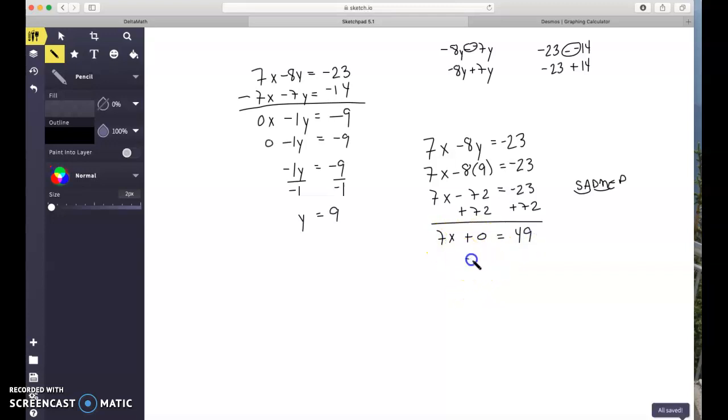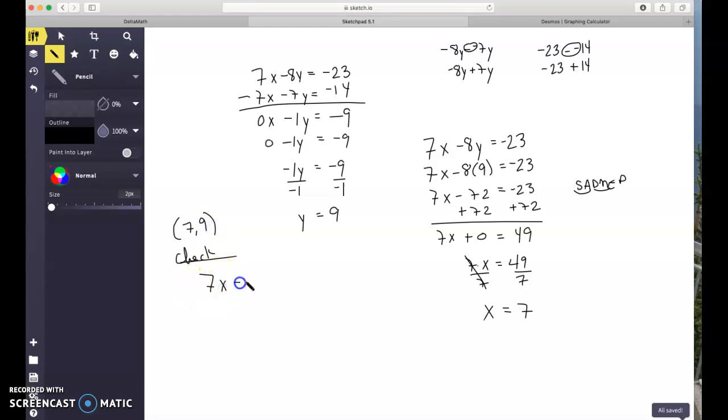All right, 7x plus 0 is just 7x. 7x equals 49. I'm going to get rid of that 7 being multiplied by my x by doing division. If I do it to one side of my equal sign, I have to do it to both sides of my equal sign. 7 divided by 7 leaves me with 1x. 49 divided by 7 is 7. I could go back, grab my second equation, and check my work, right? I think my solution should be x is 7 and y is 9.